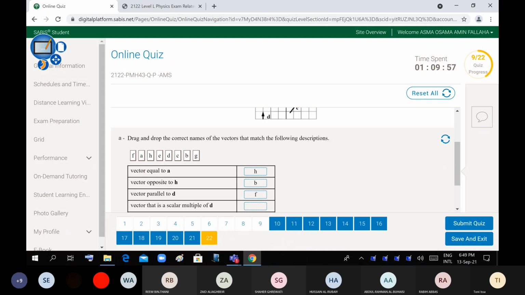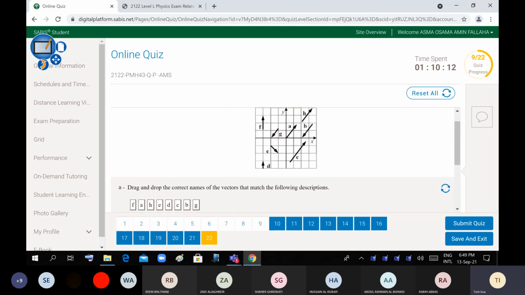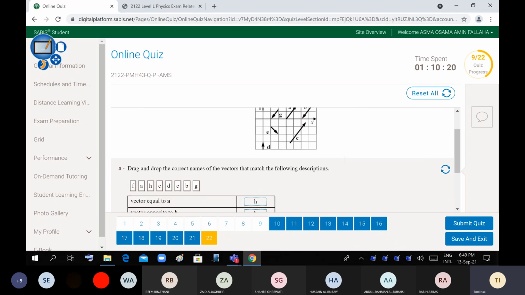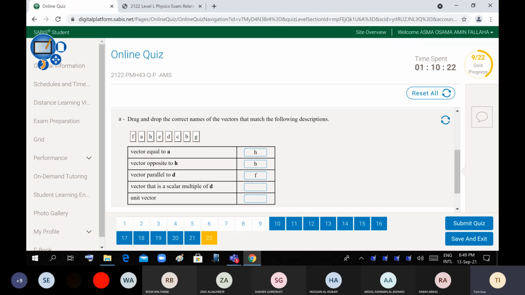Vector that is a scalar multiple of D. What do they mean, scalar multiple of D? It means it is in the same direction as D, but bigger or smaller than it. So this is vector D. Also it's vector F because it has to be in the same direction. So that's why F.